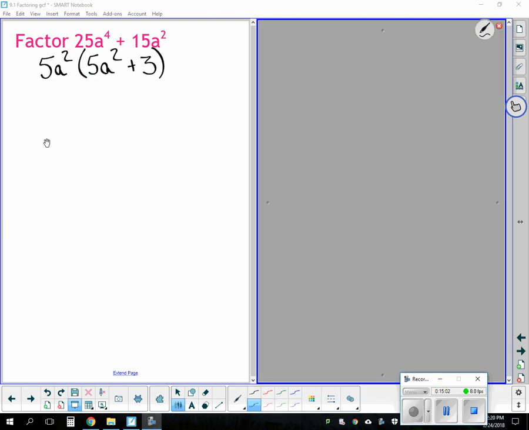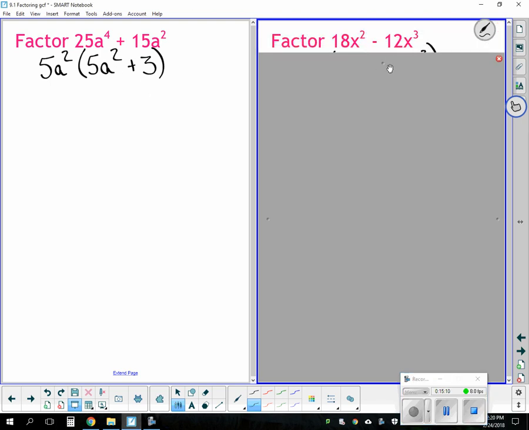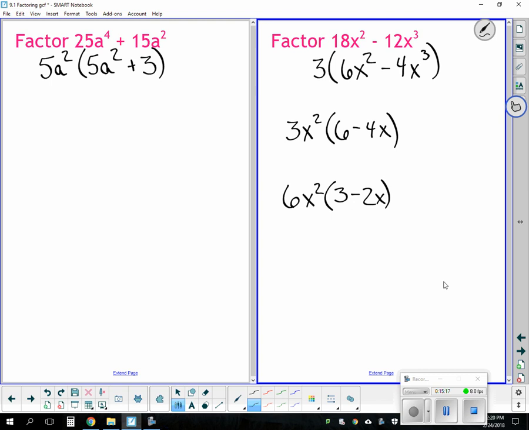Okay, check your answer on the first one. GCF was 5a squared, and then your leftovers are 5a squared plus 3. Okay, on this second one, I have a right answer and some wrong answers. Check out what you have compared to what I have. Maybe you got something different. I don't know, but one of these is the right answer. Two of these are not.